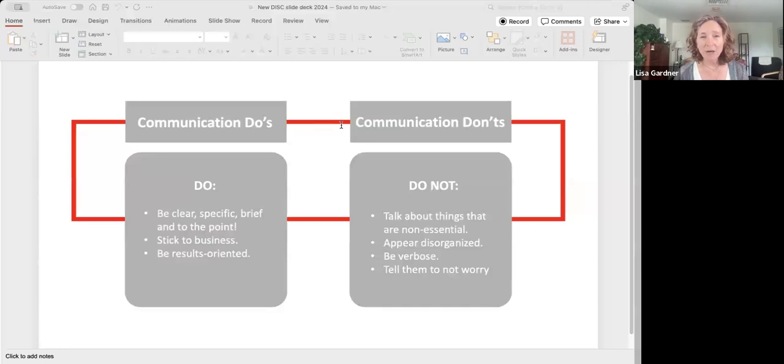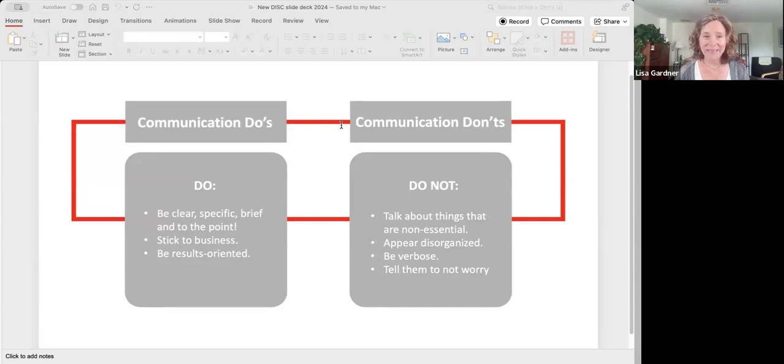Remember, high Ds are results oriented. They usually don't care about the details, they just want to get the job done. And with that in mind, be as clear, specific, and brief as possible. Stick to business and remember to be results oriented in your communication. They do not like it when you talk about non-essential details, if you appear disorganized, when you're wordy or ramble on, and they really don't like being told to not worry or just relax.